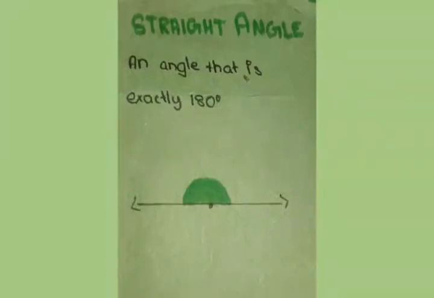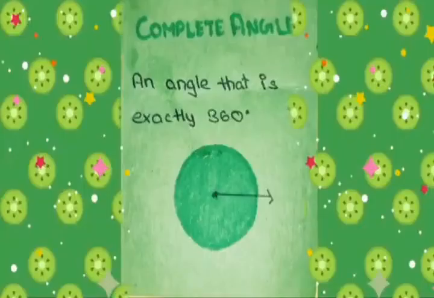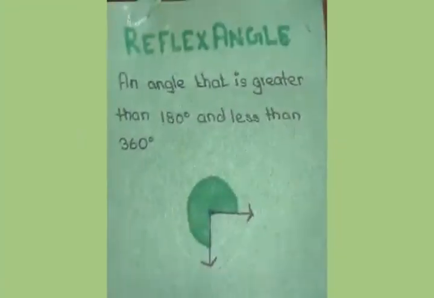Now, what is the next angle we are going to learn? Let us go straight to complete angle. Come on. Complete angle. An angle that is exactly 360 degree. Let us learn our last angle. Hurry up. Reflex angle. An angle that is greater than 180 degree and less than 360 degree.